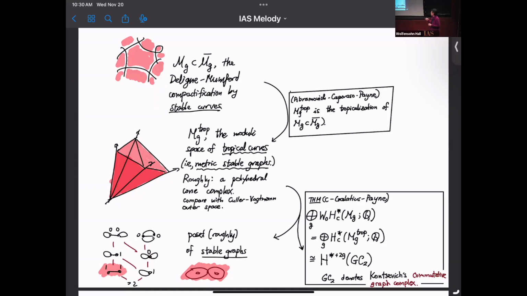In this way, MG trop is, roughly speaking, a space. Actually, no, this is actually true: MG trop is a moduli space. Its points are in bijection with isomorphism classes of metric stable graphs.